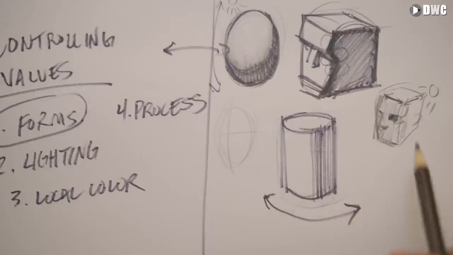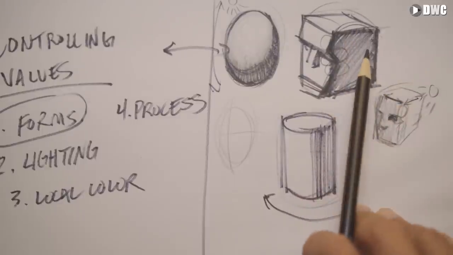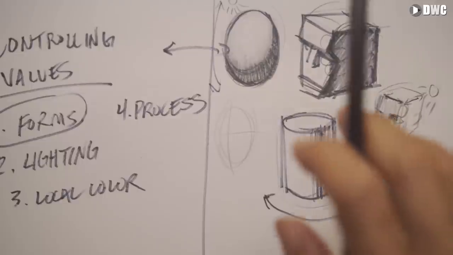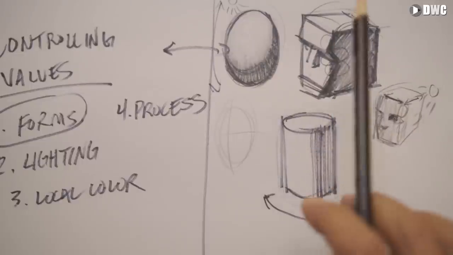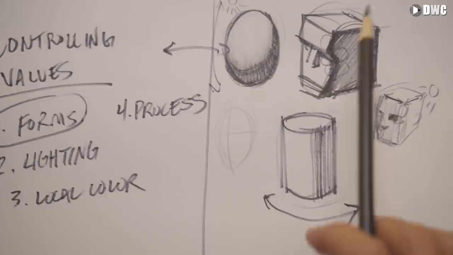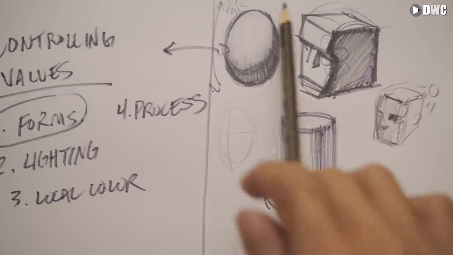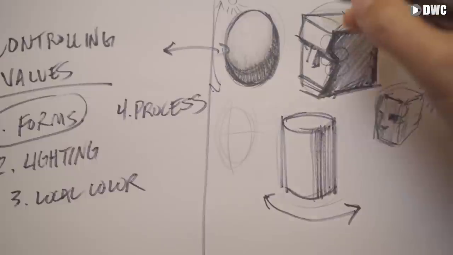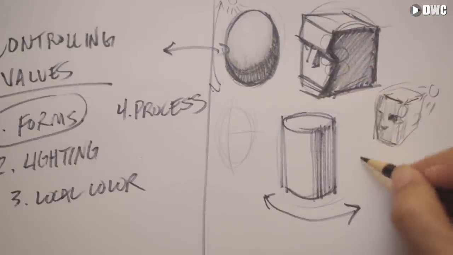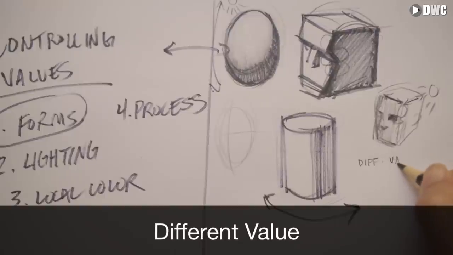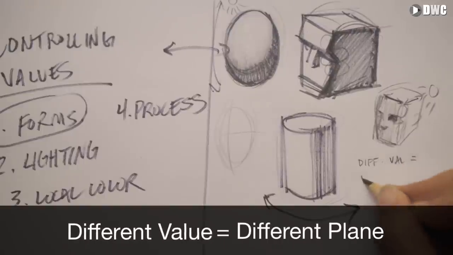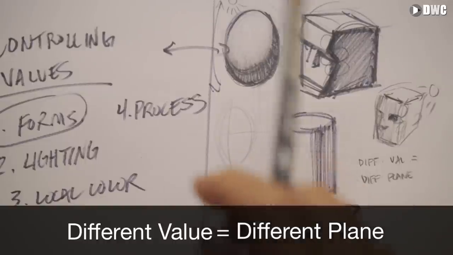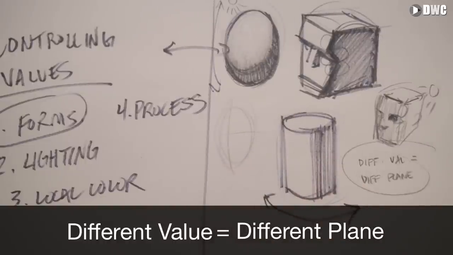And value-wise, we know that the shadow side must be darker. The shadow side of the box must be darker than the light face of the box. In other words, it's box modeling. Another way to think about it, and what we talked about last week, is different value equals different plane. So, remember this, because we're going to come back to this over and over again.